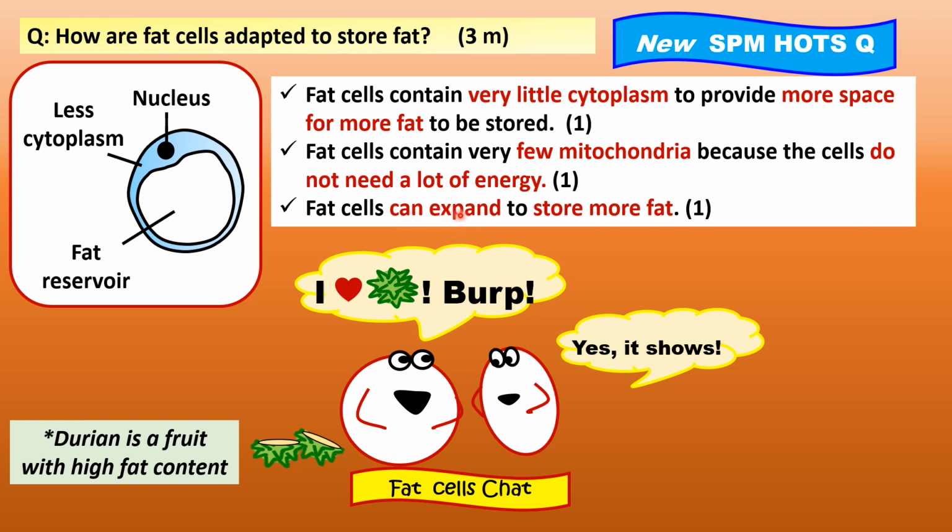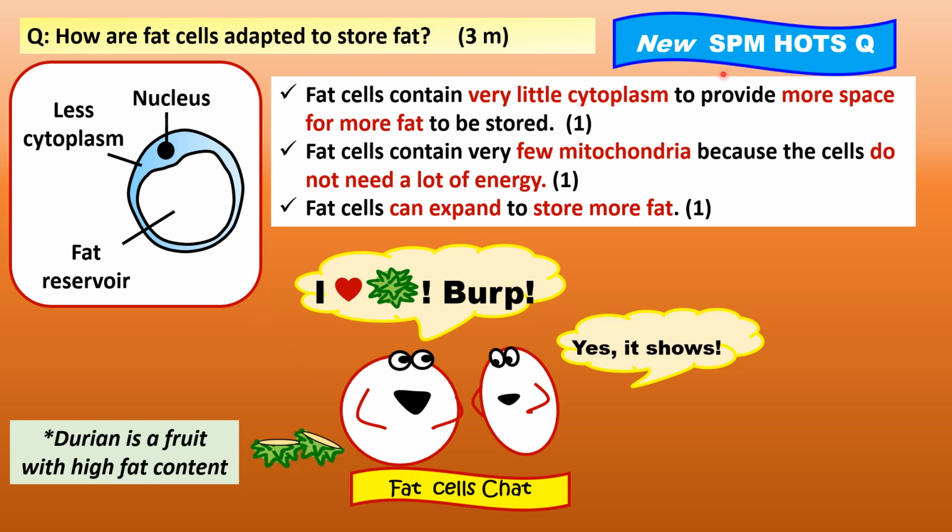And thirdly, fat cells can expand. So that's the characteristic. For what reason? To store more fat. Here you see a fat cell that has expanded to a very large size because it stores a lot of fat inside. When fat cells talk, this is just a joke, they may talk about the amount of fat in them. If a person eats a lot of durians, a fruit with very high fat content, then the fat, if in excess, will be stored in the fat cells or adipose tissue, and the fat cells will expand to a bigger size to store the fat.